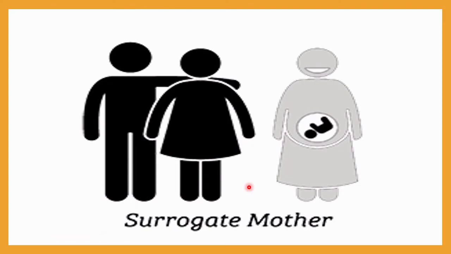Now let me explain more using this diagram. What is a surrogate mother? Suppose this is a couple, husband and wife. The husband can produce sperm cells, but the female cannot produce egg cells, or may be infertile or unable to carry a pregnancy. At that time, sperm cells are collected from the husband and egg cells from the wife. Sometimes the wife cannot even produce egg cells, so a donor egg cell is taken. Then fertilization occurs inside the laboratory, and the fertilized embryo is transported into the uterus of another female. This female is called the surrogate mother, and she carries the pregnancy for this couple. Such a phenomenon is called surrogacy.